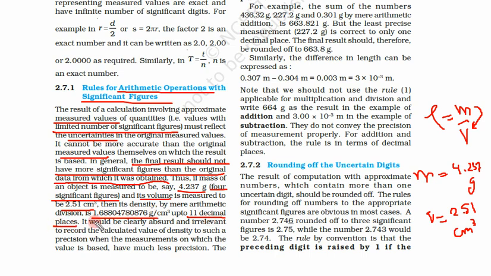Now how many significant digits are there? 1, 2, 3, 4, 5, 6, 7, 8, 9, 10, 11, 12. This has 12 significant figures. This has 4, and this has 3 significant figures.